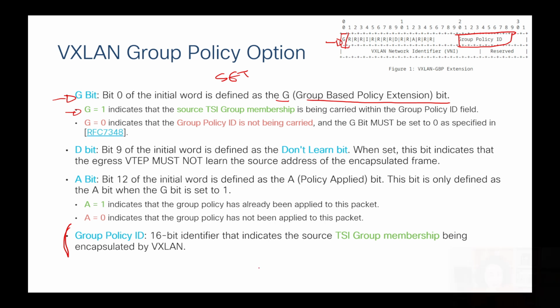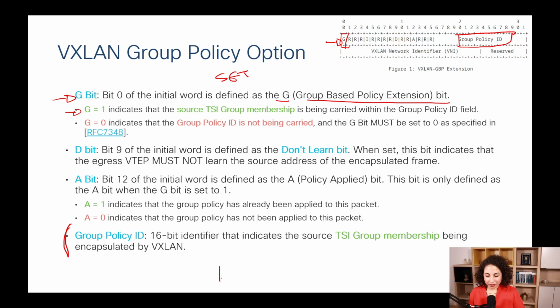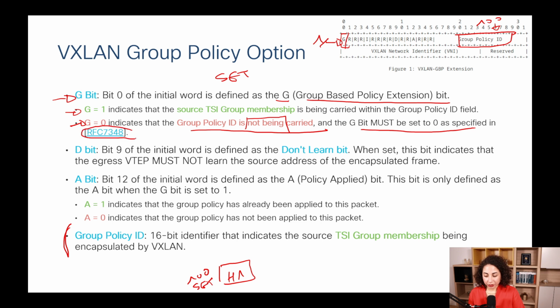So if I take again my same example to which I have been referring a thousand times, if I have my host 1 here with the group 100, which is then the source group tag, it means that the VXLAN with GBP extension would carry the 100 here. So 100 would be encoded there, and the G would be set to 1. On the opposite, if I have a G set to 0, it indicates that the group policy ID is not being carried. So it must be absolutely set to 0 as specified in this RFC.